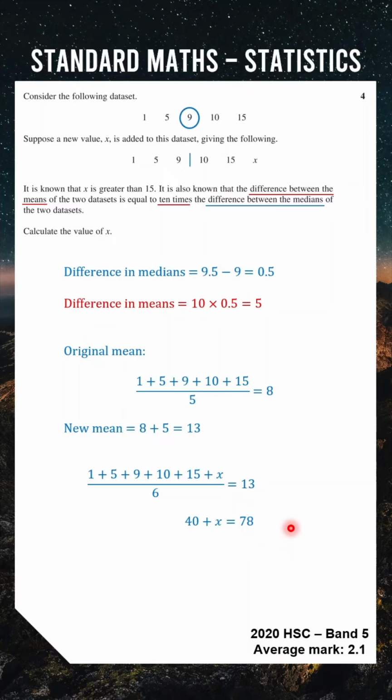That's the hard step done because now to solve for x, we just need to take away 40 from 78. And that gets us x equals 38 for 4 marks. And there is a Band 5 question done and dusted.